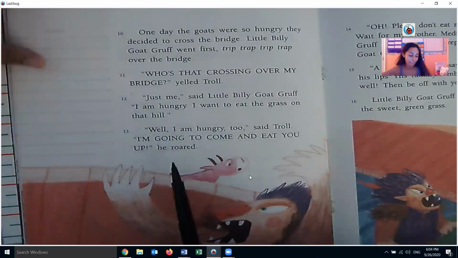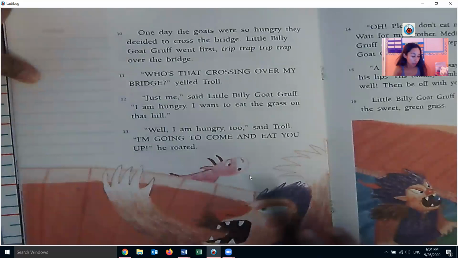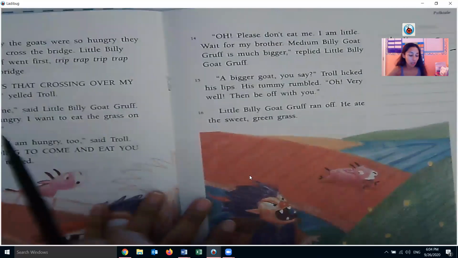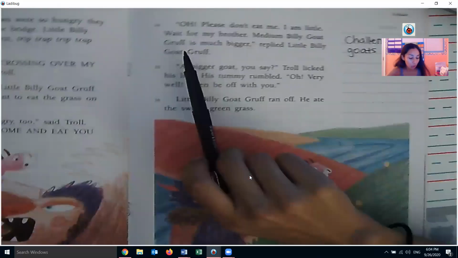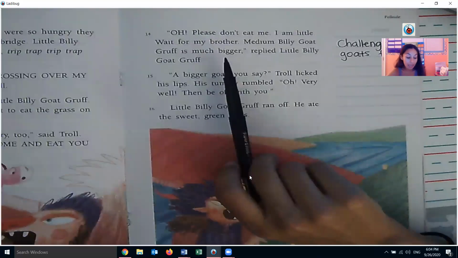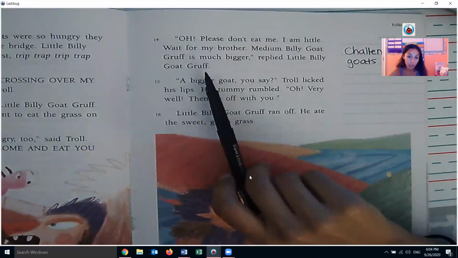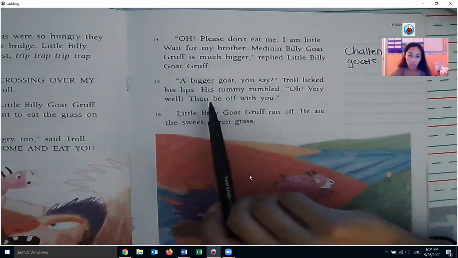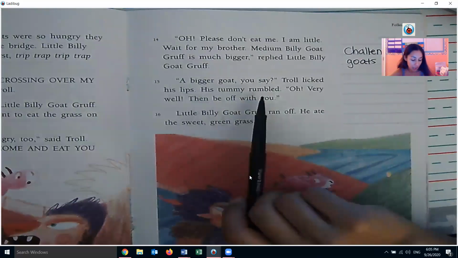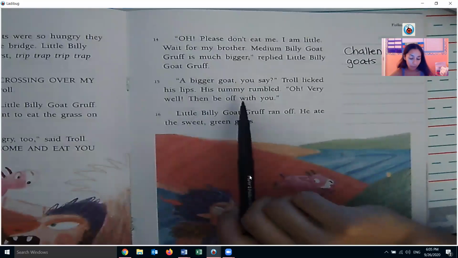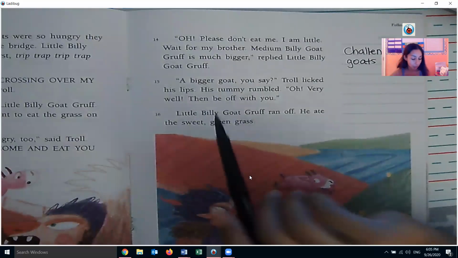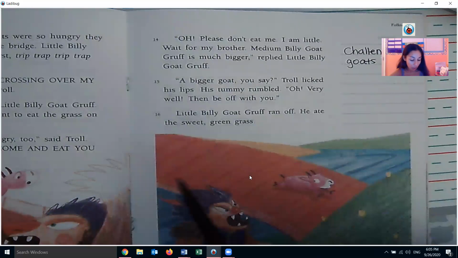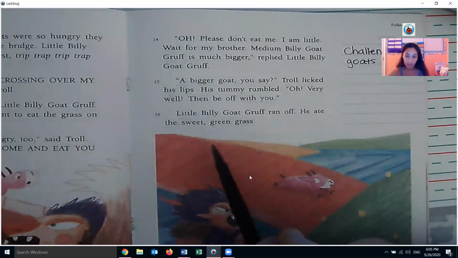Vocab word. Oh, and yelled too, right? Vocab word. Oh, please don't eat me. I am little. Wait for my brother. Medium Billy Goat Gruff is much bigger, replied little Billy Goat Gruff. A bigger goat, you say? Troll licked his lips. His tummy rumbled. Oh, very well, then be off with you. Little Billy Goat Gruff ran off. He ate the sweet green grass.